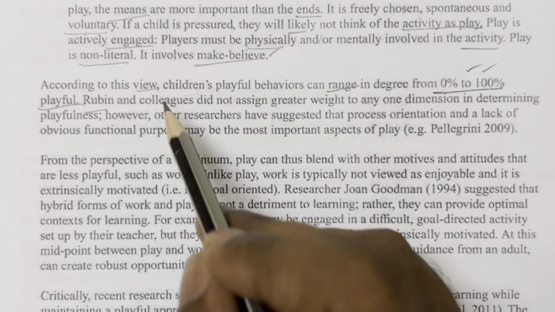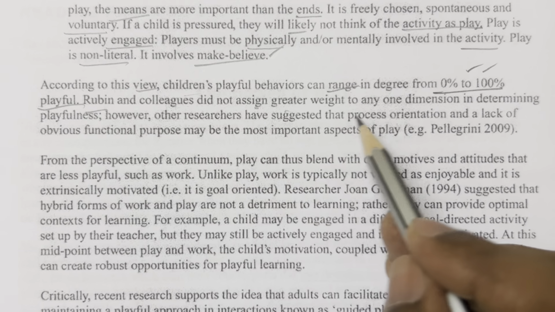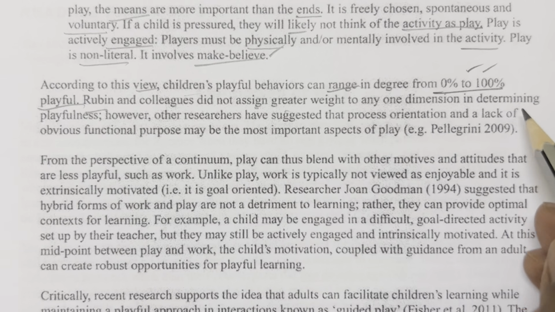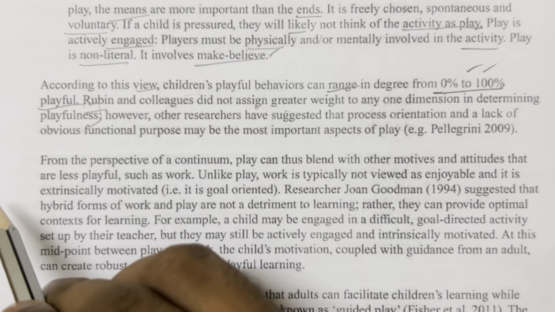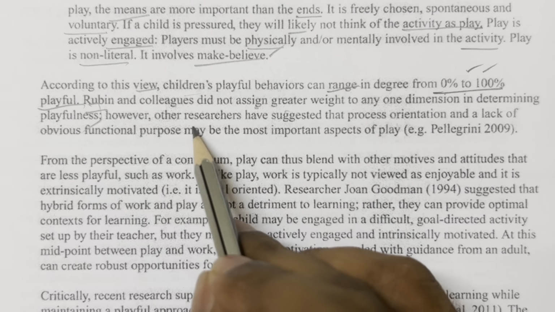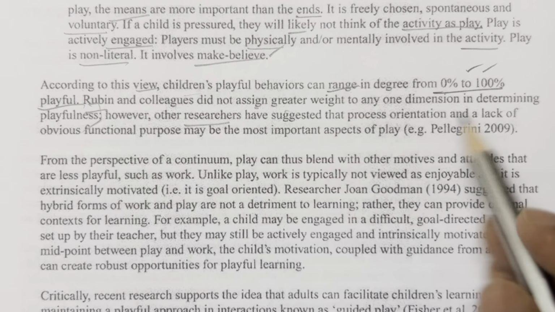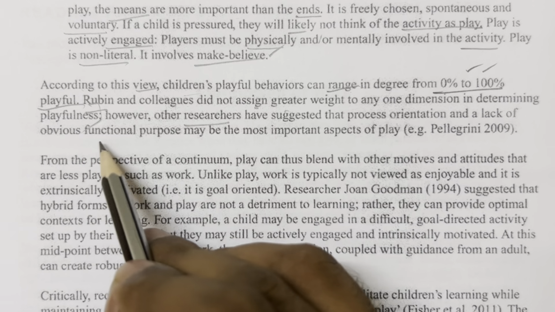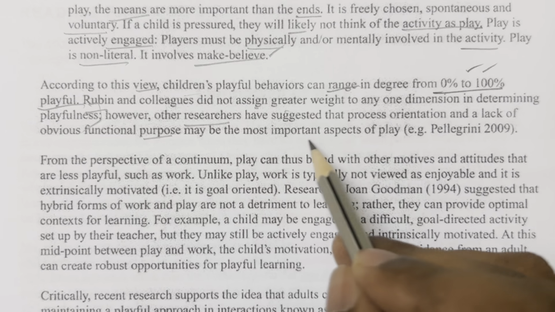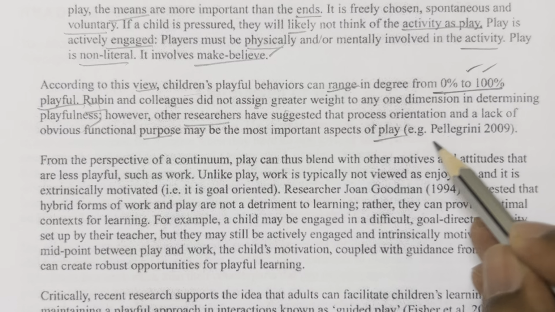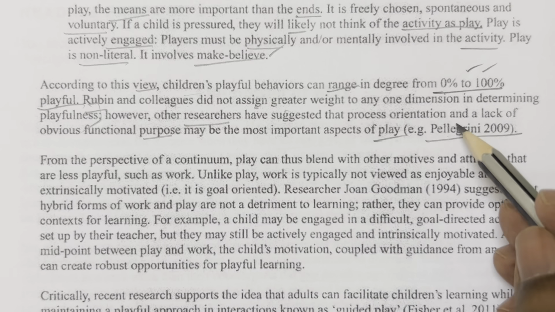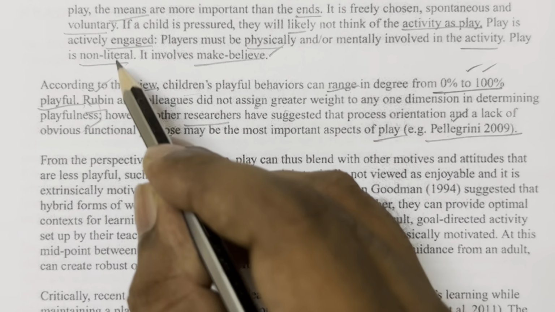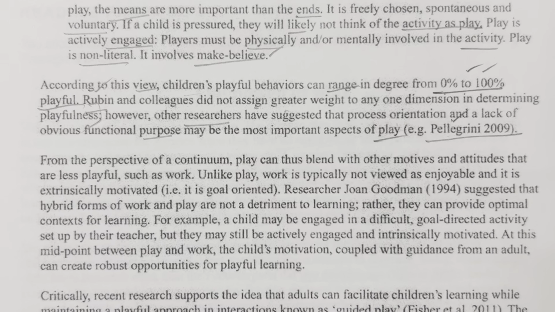So Rubin and colleagues did not assign greater weight to any one dimension in determining the playfulness. However, other researchers have suggested that process orientation and lack of obvious functional purpose may be the most important aspects of play. Pellegrini. Okay, so here we have Pellegrini and again we have Rubin. So let's see whether anything is matching here.